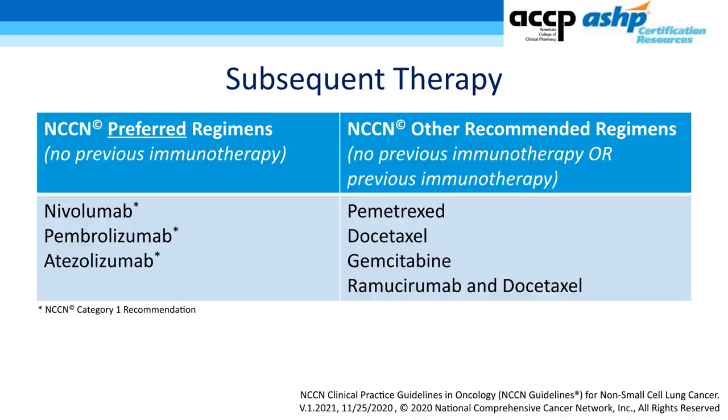And to summarize, NCCN preferred regimens for patients who did not receive previous immunotherapy would be utilization of an immunotherapy agent as a single agent. NCCN other recommended regimens are options like pemetrexed, docetaxel, gemcitabine, ramucirumab, and docetaxel for patients that had previously received immunotherapy, or even those that are not previously exposed to immunotherapy. So possibly your patients that are having contraindications for use of immunotherapy. But as you'll notice, this list is very small in contrast to our first line setting.